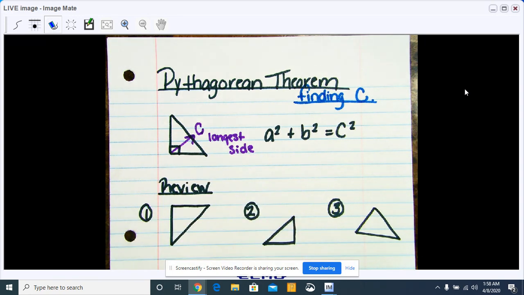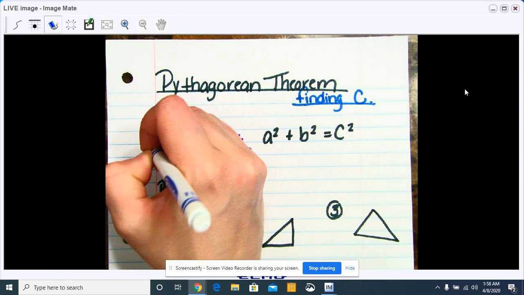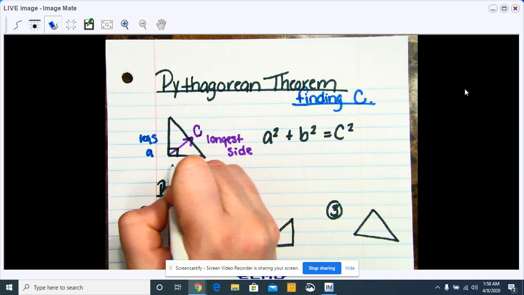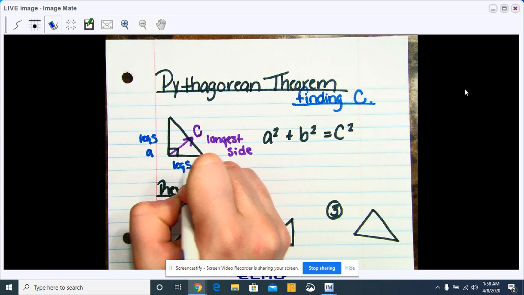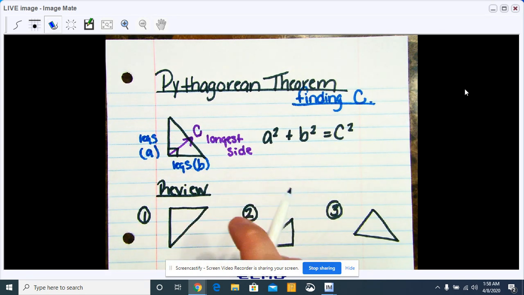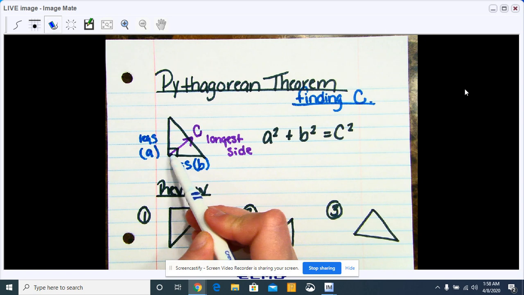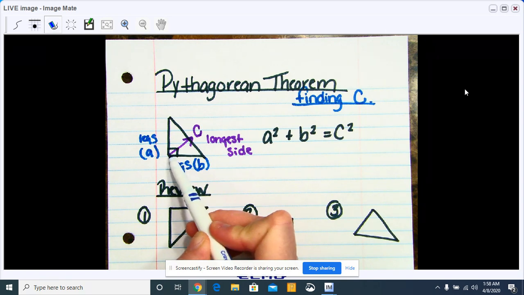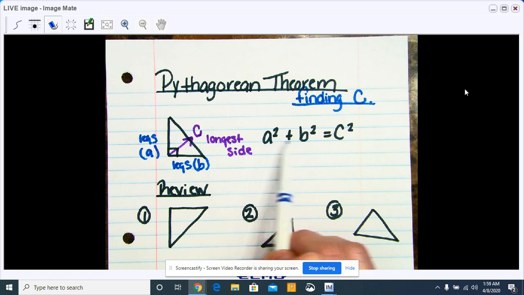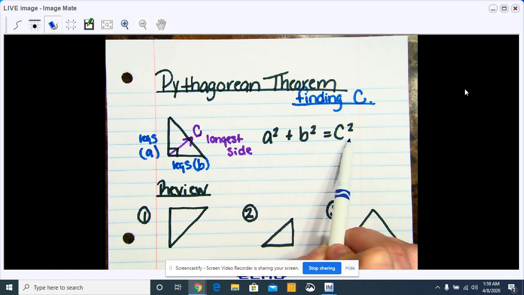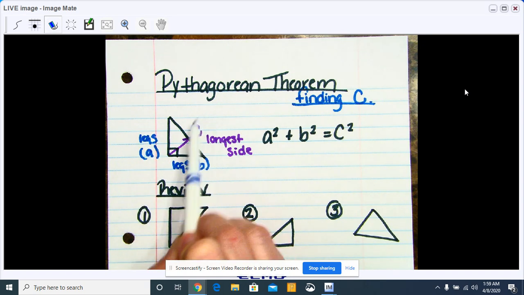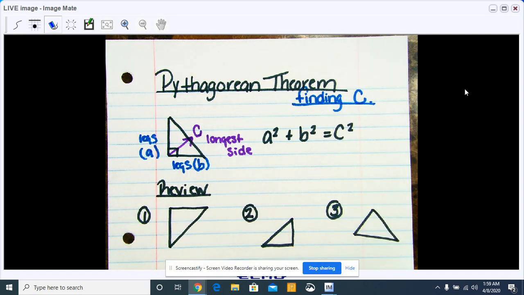Okay, then we know that we have another two sides, and these are labeled the legs of the triangle, and they can be A or B. You can intermix A and B, but C always has to be the longest side, and you know its location by locating the 90-degree angle, and it's always across from that. Our formula is a squared plus b squared equals c squared. So again, a squared plus b squared is always going to equal c squared.